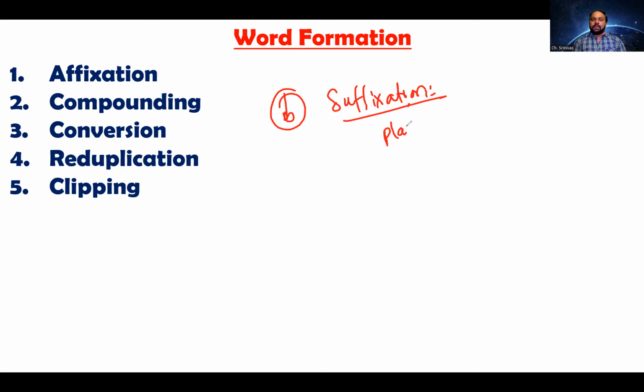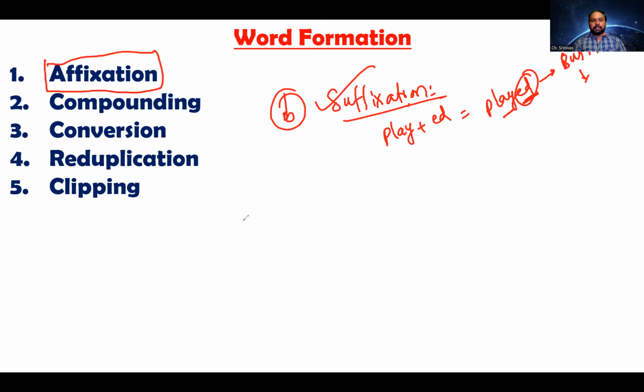Suffixation. For example, look at the word play, and I am adding ed here, and a new word is formed, that is played. Here we are adding a group of letters at the end of a root word, and this is known as suffix. Adding suffixes is known as the process of suffixation. This is the second method, and we can say affixation is the major method of forming the words. Okay, and you know the third one, that is infixation, where we add infix to that.